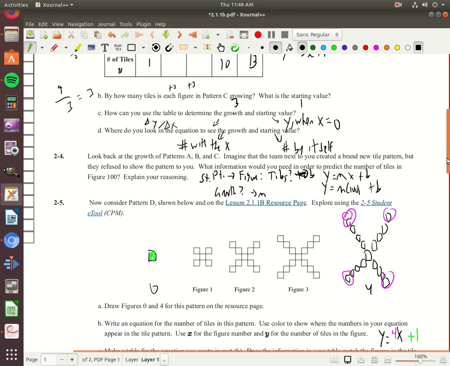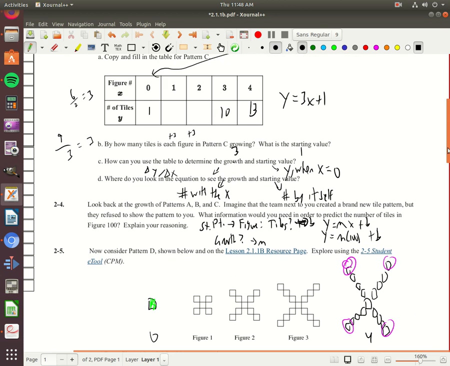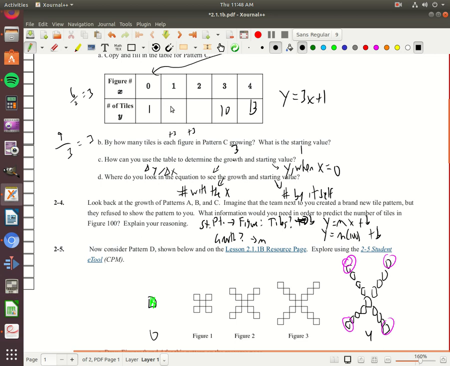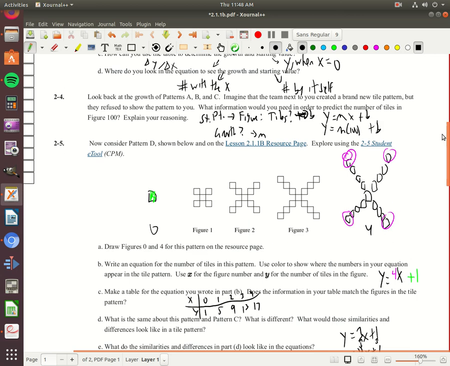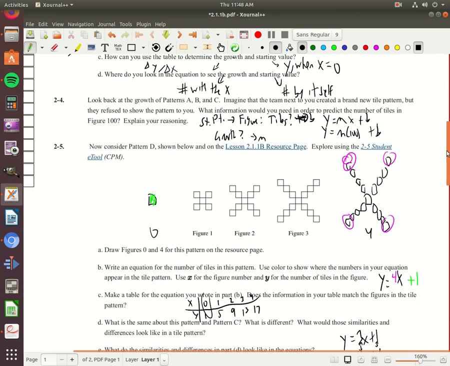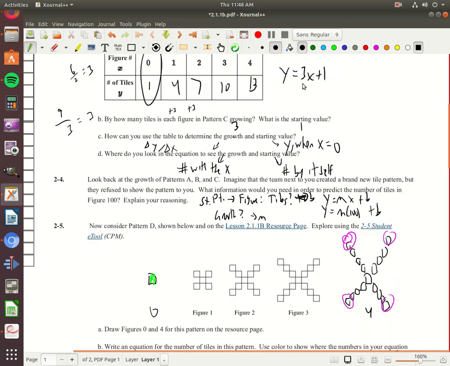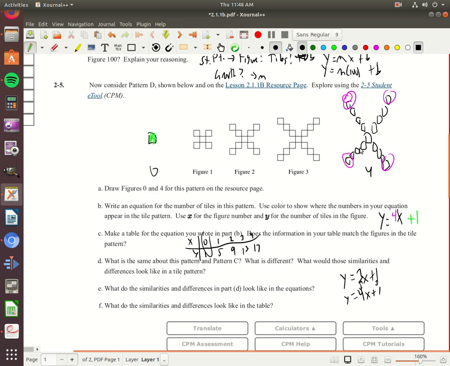And what do they look like in the table? Well, if you look at the table, you can see, actually, I guess you can't see, bummer. The starting point is 0, 1 for both of them. And then the growth: it only grows by 3 each time, but here it grows by 4 each time. So I feel like I beat a dead horse here and discussed the same thing a lot of times, but hopefully that helped if you needed it.